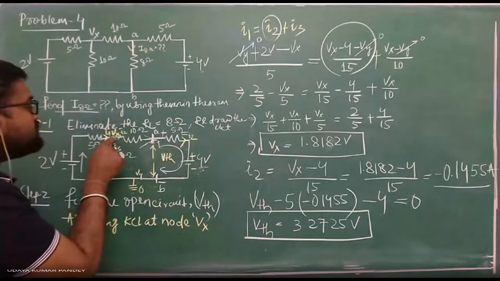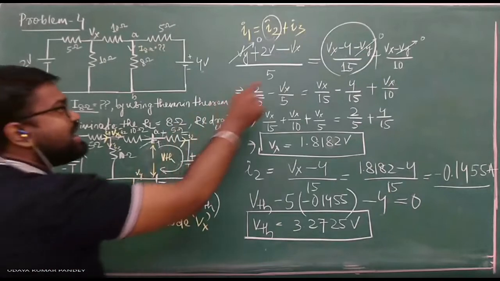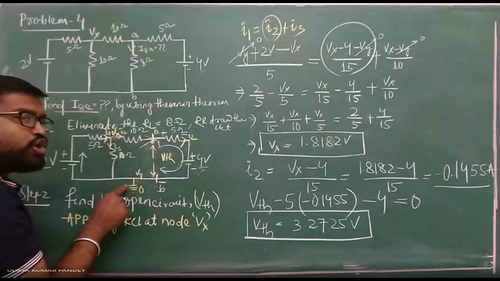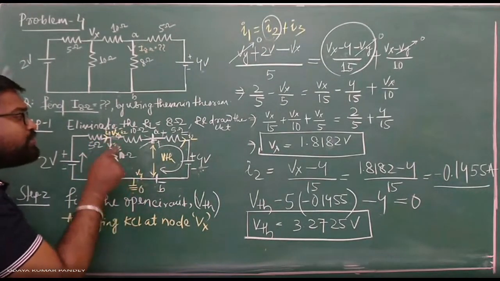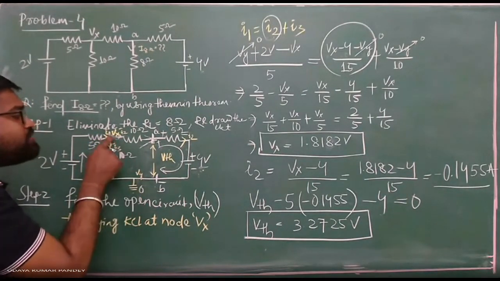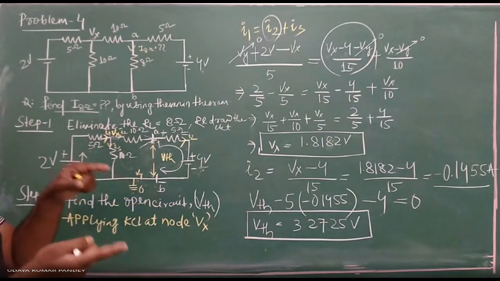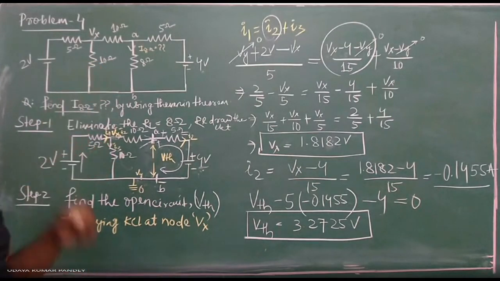You can see the potential Vx, then 4 volt, then Vy. I have just Vx minus 4 minus Vy, because this is the potential drop in between Vx to Vy. Overall potential drop is Vx minus 4 volt, then minus Vy. This is a drop. How to calculate drop in between 2 points? That is A minus B, that is your drop.